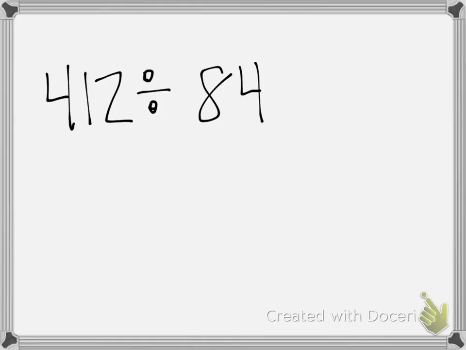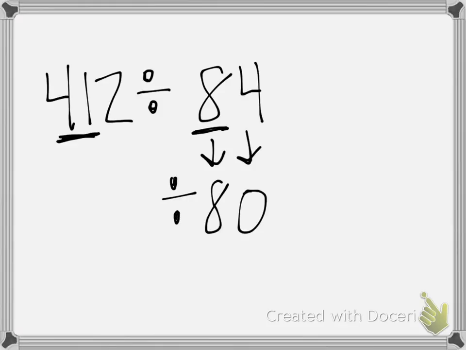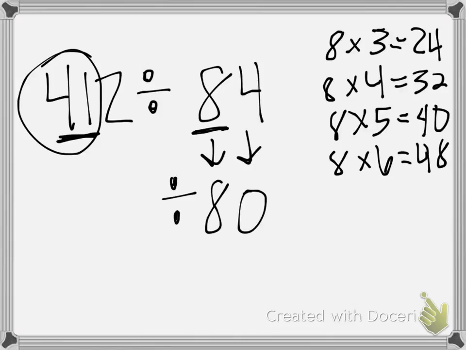So if I stay true to what I said, I'm looking at the first number in the 84 and the first two numbers in 412. So I want to keep that 8, and I'm just going to change this to a 0. What number is close to 41 that 8 can go evenly into, or fully? We know 8 can go into, well, let's write our times tables for 8 out. If I didn't know my times tables off the top of my head, I can write them out.